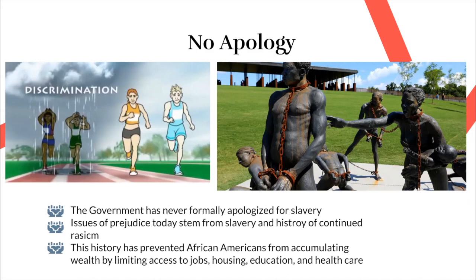Discrimination and state sanctioned brutality, dispossession, disenfranchisement, and murder all continued long after the war ended. That history profoundly handicapped Black Americans' ability to create and accumulate wealth, as well as to gain access to jobs, housing, education, and healthcare. But all of these issues stem from slavery and the history of continued racism that followed. The problems of injustice and racial prejudice against African Americans stem from slavery, and the American government needs to right its wrongs.